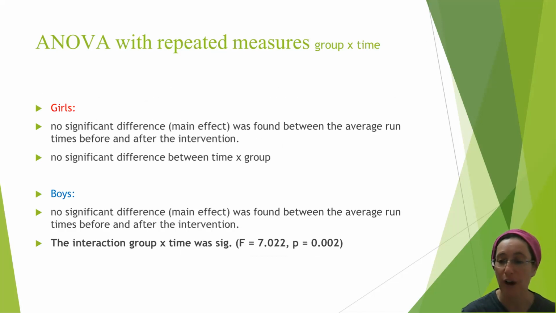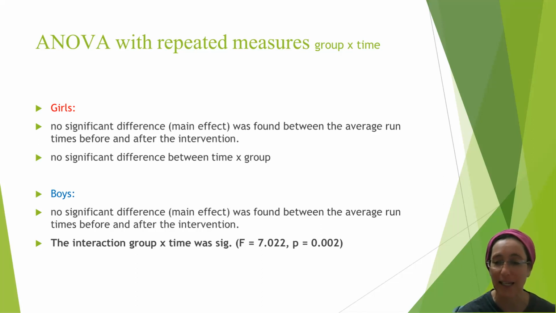Among girls, we didn't find differences, not a main effect between the average runtime before and after the intervention, and not between time by group. But among boys, although we didn't find a main effect between the average time before and after the intervention, we found an interaction, group by time. It was significant, 0.002.